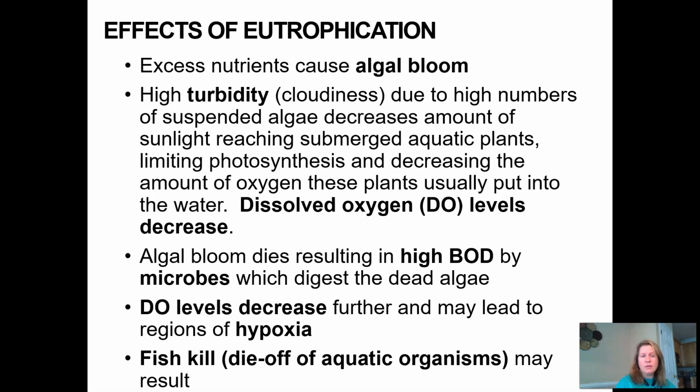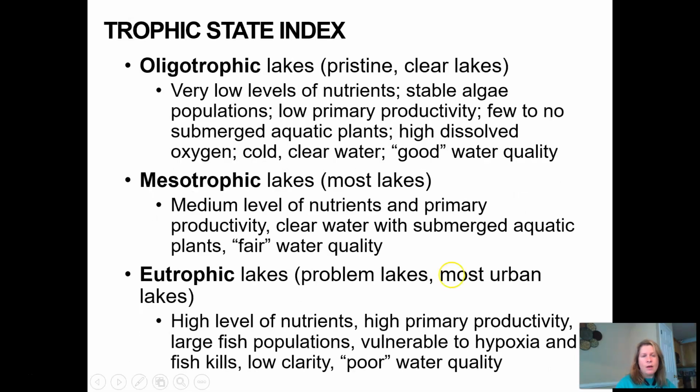So you start to see the dissolved oxygen levels decrease for one, just because of the turbidity, because of the cloudiness. And then for another, as those algae overpopulate and they start to die off, then the microbes in the water, as they are degrading the algae, as they're breaking them down, decomposing them, are using up what dissolved oxygen is left in the water. And so those DO levels will decrease. We can get regions of hypoxia, which means that we have low DO levels, so low sometimes, in fact, that we can end up with fish kills, where aquatic organisms are dying off because there is insufficient oxygen in the water.